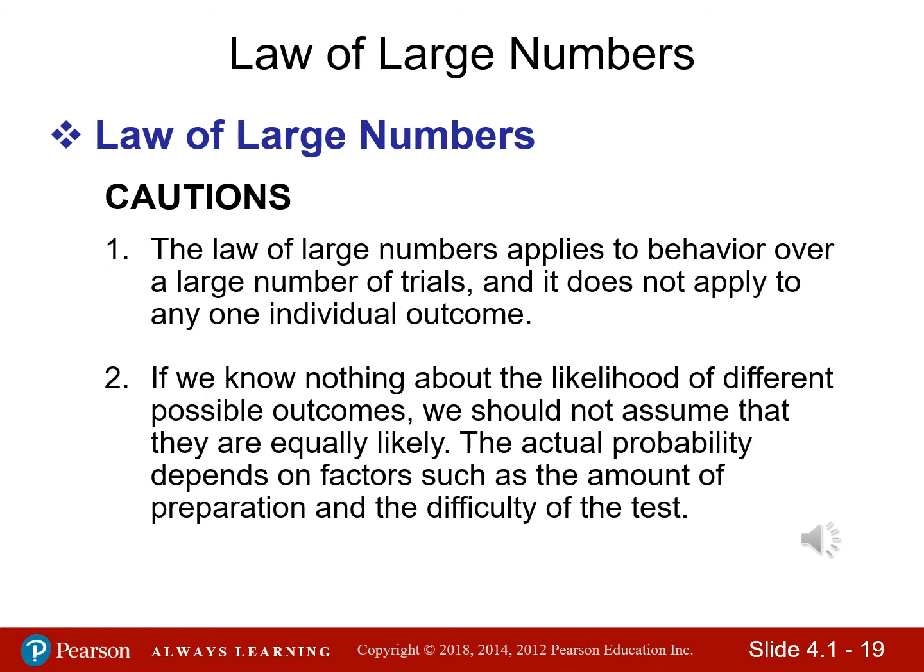Some cautions to consider regarding the law of large numbers. The law of large numbers applies to behaviors over a large number of trials, and it does not apply to any one individual outcome. Also, if we know nothing about the likelihood of different possible outcomes, we should not assume that they are equally likely. The actual probability depends on factors such as the amount of preparation and the difficulty of the test.